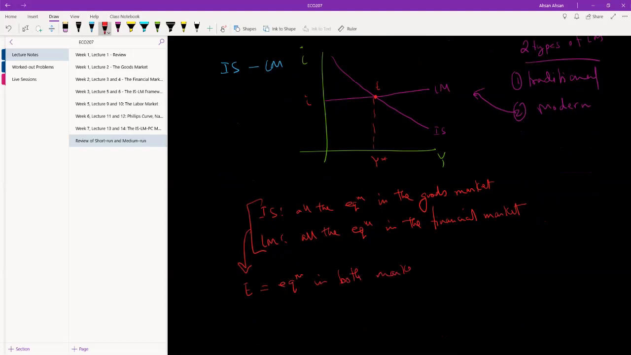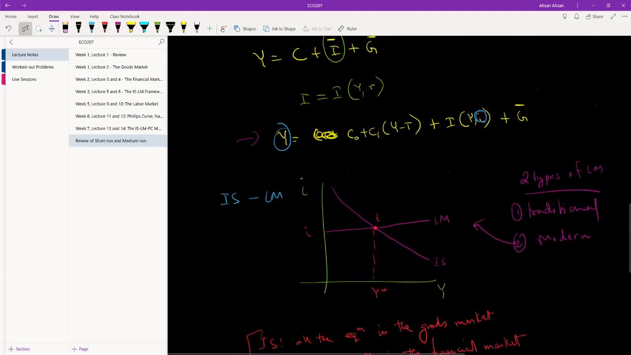in both markets. So for example, at this point, the financial market is in equilibrium, but the goods market is not in equilibrium. At this point, none of the markets are in equilibrium. This point, none of the markets are in equilibrium. At this point, the goods market is in equilibrium. The financial market is not in equilibrium. Only at point E, at this level of interest and output, do we have both the financial and the goods market in equilibrium.